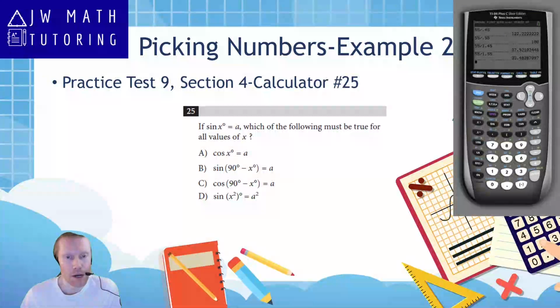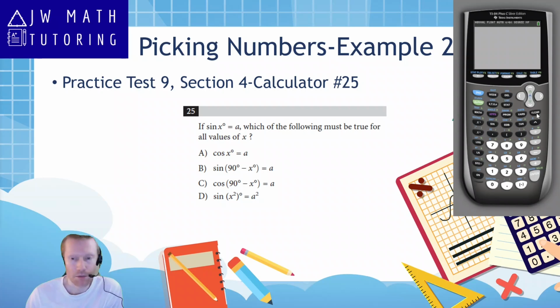The next example problem is from practice test 9. It's from section 4, the calculator section. It's problem number 25. Here you're told that the sine of some angle is equal to some value a, some variable, and you want to know which of the following 4 statements must be true. If you don't know the properties relating sine and cosine, this can easily be done on the calculator just by picking a number.